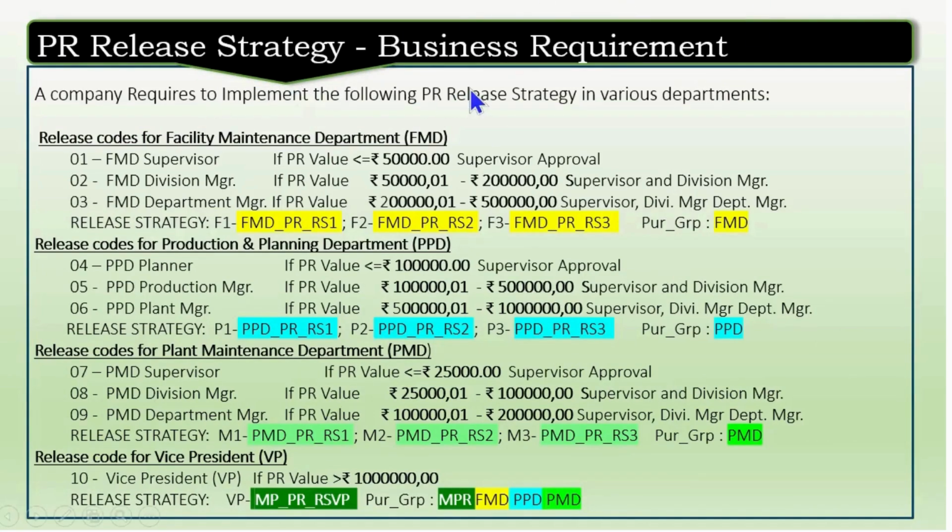PR release strategy, business requirement. These are the parameters I have predefined already. We will take these parameters and we will build the release codes and the release strategy, then create the PR and apply the release strategy, then we'll see how it works. So that's what we are going to do in the system in real time.